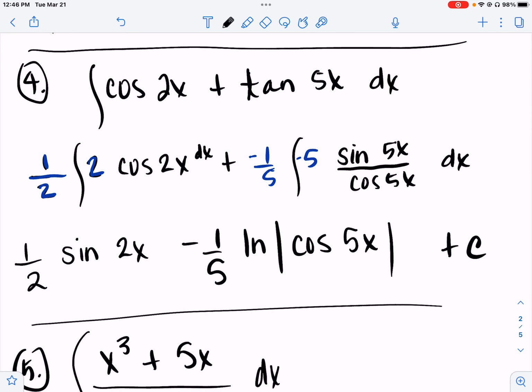Number 4, cosine 2x. We need the derivative of the 2x, which is 2, so I put a 1/2 outside.